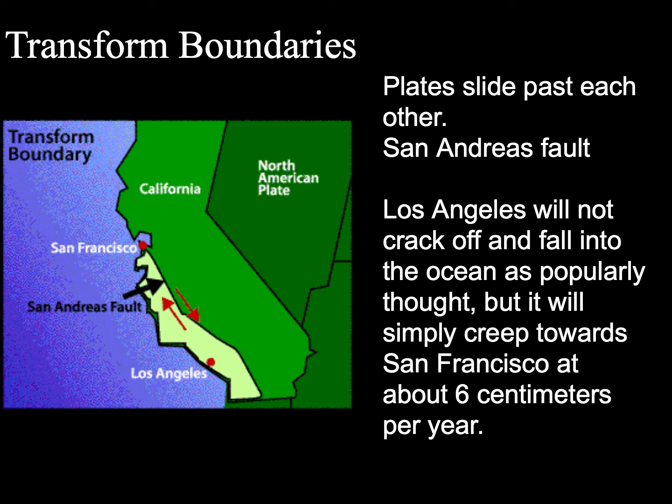Here is another image of the transform boundary at the San Andreas Fault. You may have heard people say that California is going to fall off into the ocean. That is completely false. It's not going into the ocean, but it is moving north. So maybe one day, Los Angeles will be far enough north to be a suburb of San Francisco. Those are the general things you need to know about Earth.